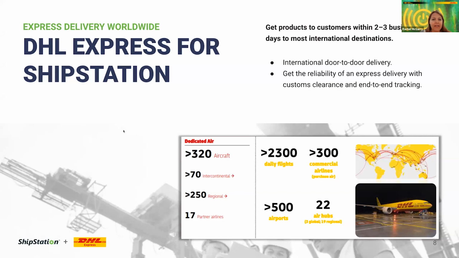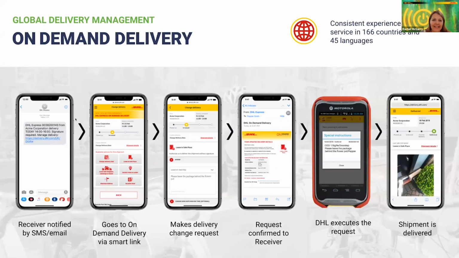So what we're going to look at is on-demand delivery. That's a delivery management tool your global customers will interact with directly to make sure that they have an amazing delivery experience. So as soon as we, DHL Express, pick up the package from you, a text or an email is sent directly to your customer, letting them know it's on the way. Then giving them options to manage the delivery.